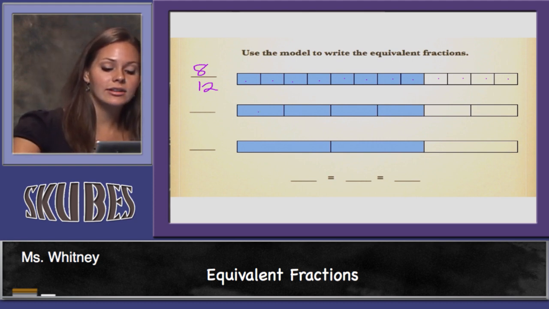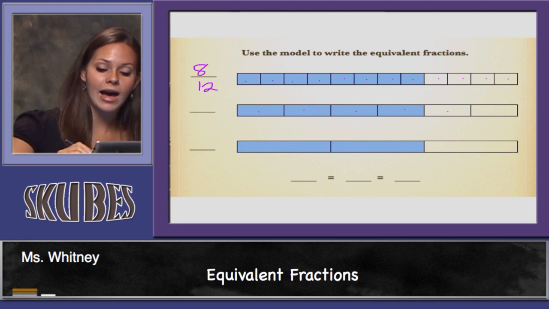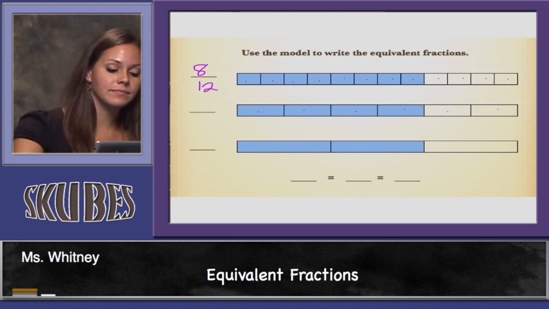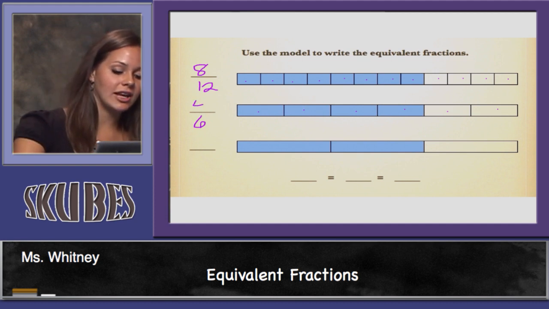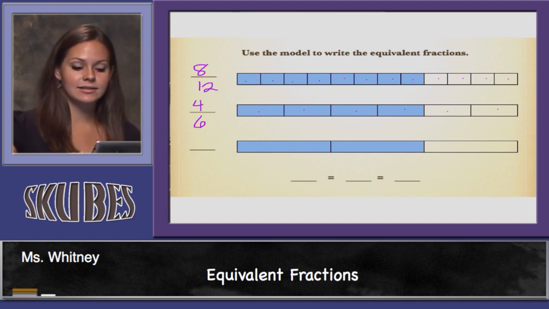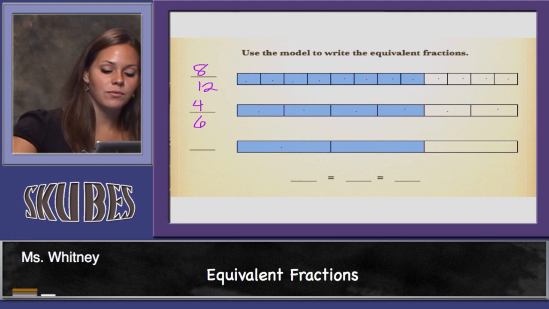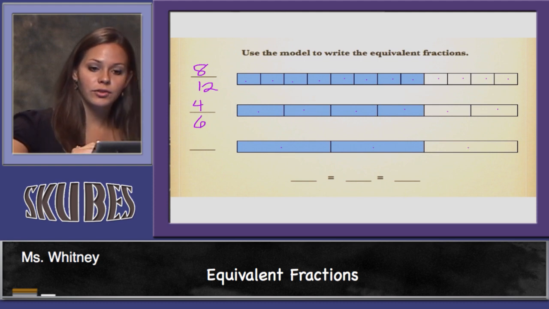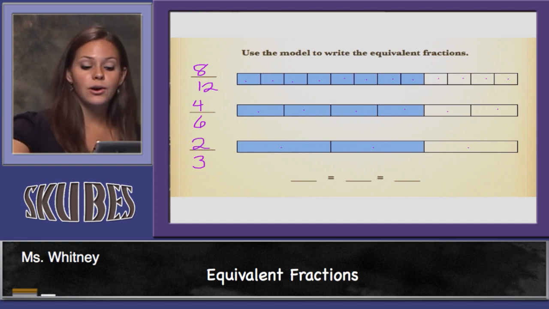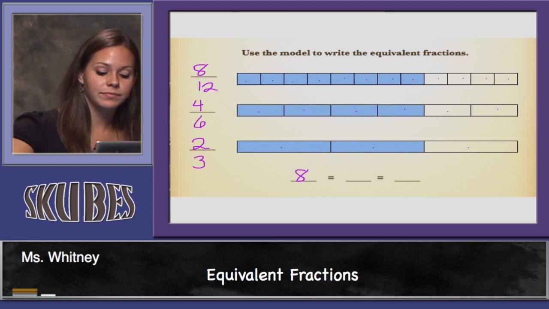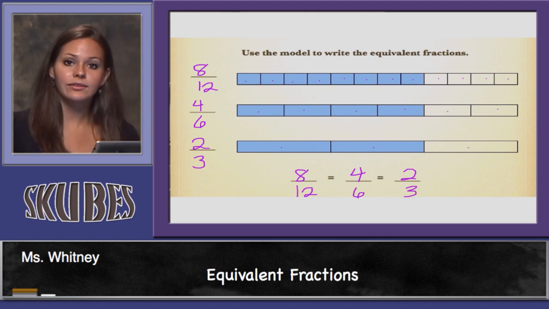Next we have 1, 2, 3, 4, 5, 6 equal parts, and 4 of the 6 parts are shaded. The fraction is 4/6. Last we have 1, 2, 3 equal parts, and 2 of the parts are shaded, 2/3. So 8/12, 4/6, and 2/3 are equivalent fractions.